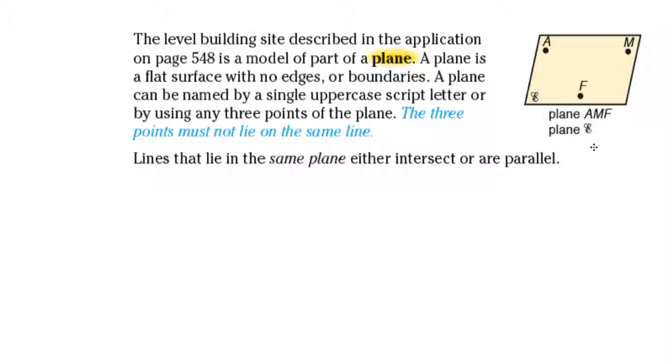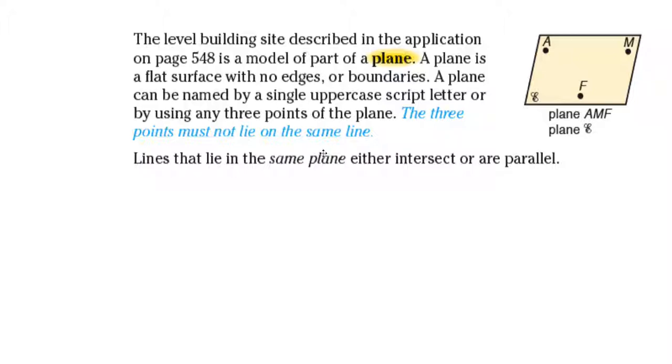What kind of script letter is this? I'm assuming that's an S. Probably. So this can be plane S. The 3 points on the plane that we are going to use must not lie on the same line. That means they should not be collinear. Lines that lie in the same plane either intersect or are parallel.